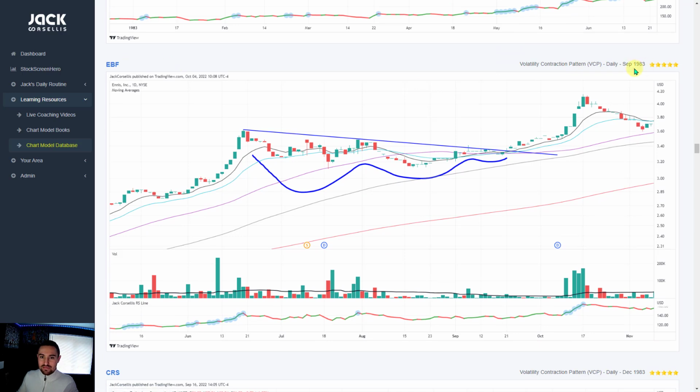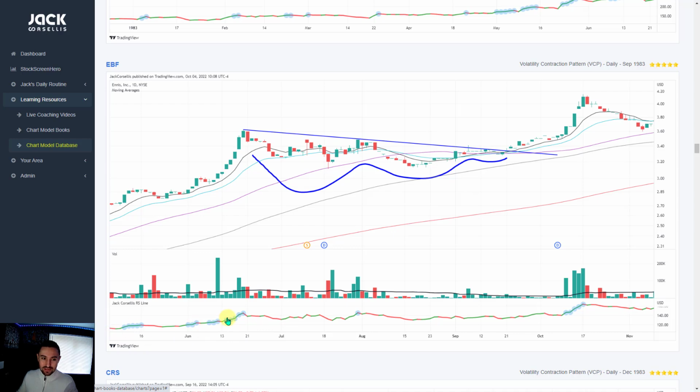This is EBF. This is September 1983. So let's just look at the volume first. See what I mean? Generally speaking, you could draw an arrow here and see how the volume is falling, and then if we were to split this base down the middle, do you see how about 90% of the volume bars in the second half of the base are below the 30-bar average, and you have the higher lows. You have price consolidating around the key moving averages.